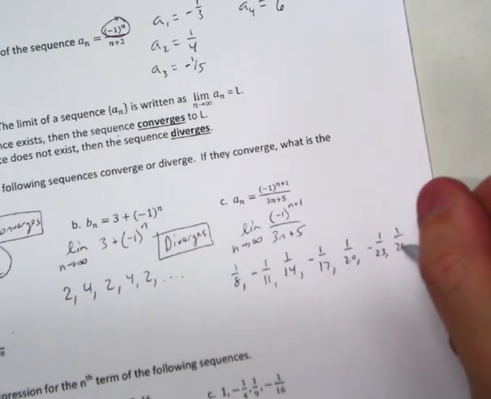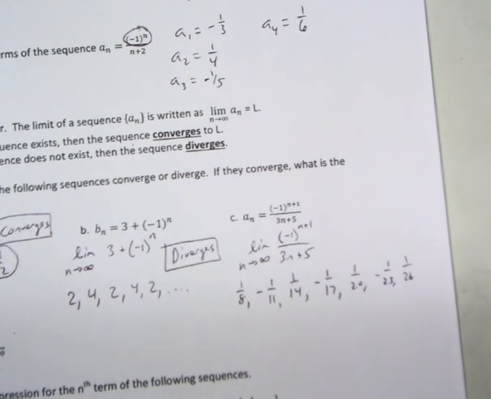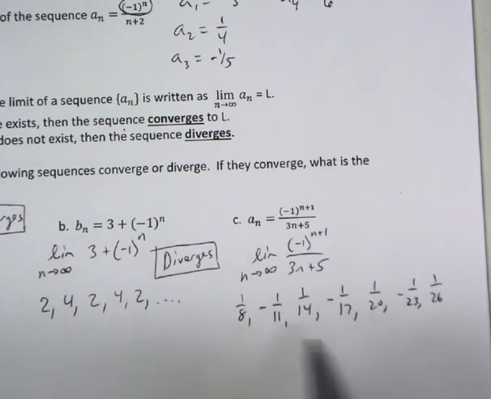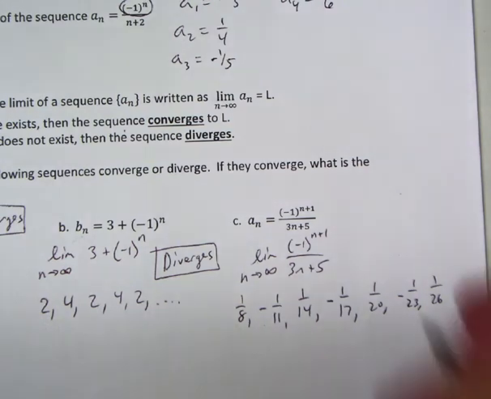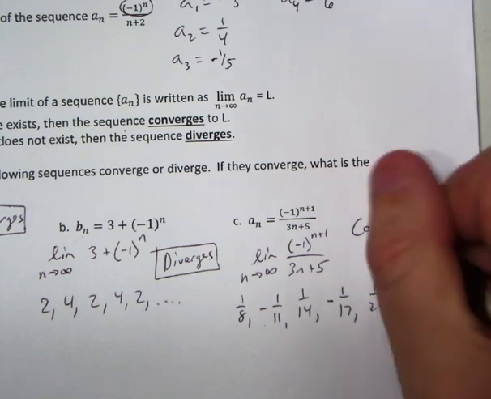We could go on forever. So notice here that the top is always going to be 1 or -1, and the bottom is going to grow infinitely large. So even though these terms are alternating between positive and negative, the fractions are getting closer and closer to 0. Think about plotting these points. They're going to bounce back and forth, but always getting closer to 0. So we would say this converges to 0.